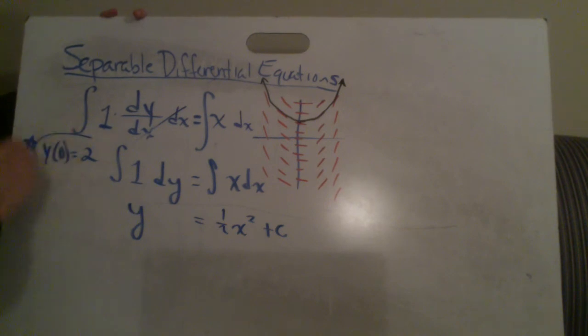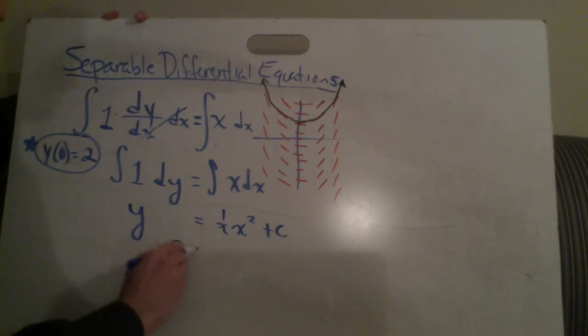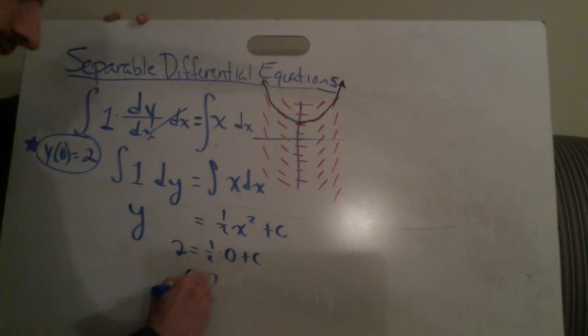And this is a nice little side note because it helps me solve for c. Remember, the plus c means I have infinitely many solutions, but giving this one condition narrows it down from infinitely many to only one that could possibly work. In this particular case, if y of 0 is 2, that means 2 equals 1/2 times 0 plus c, or that c equals 2.